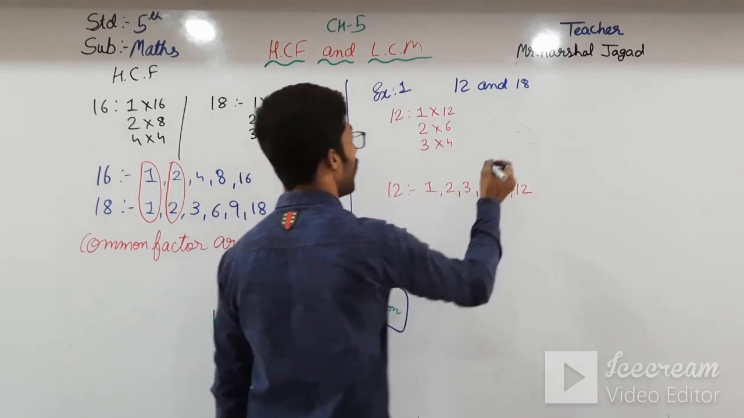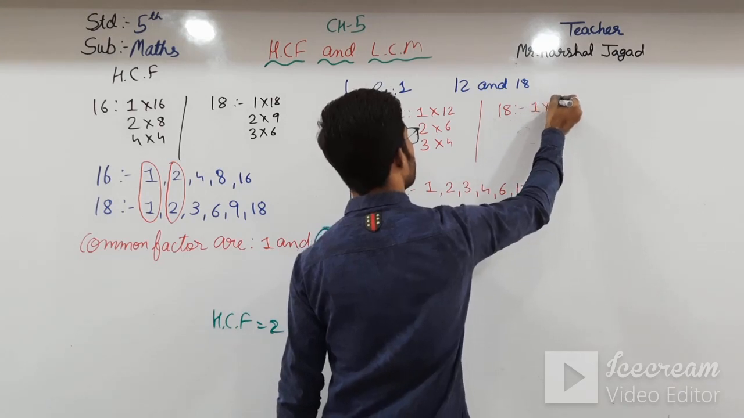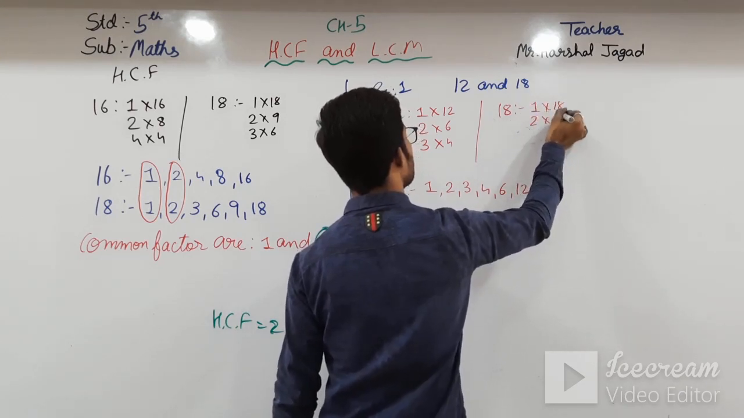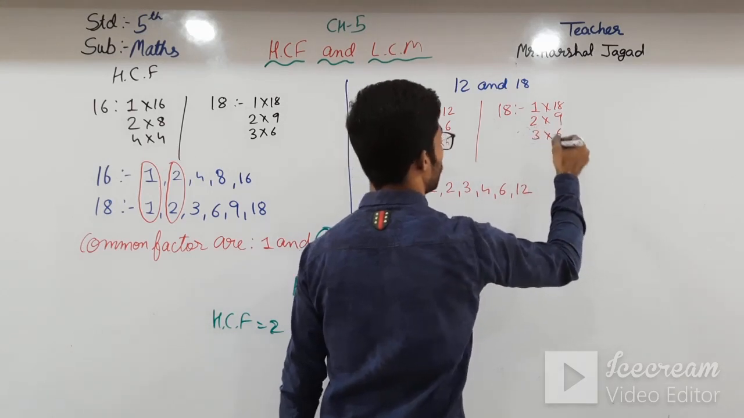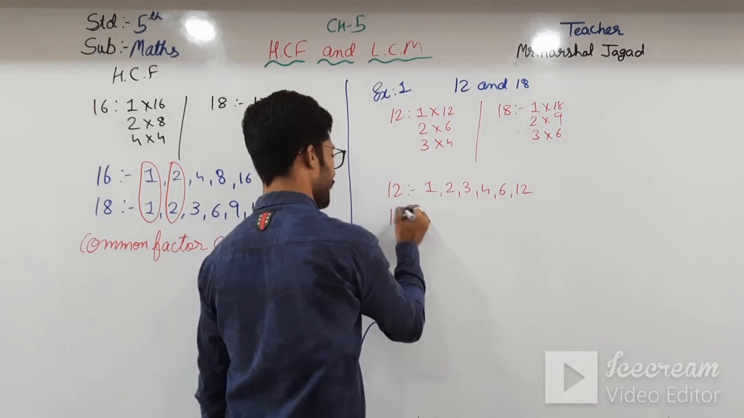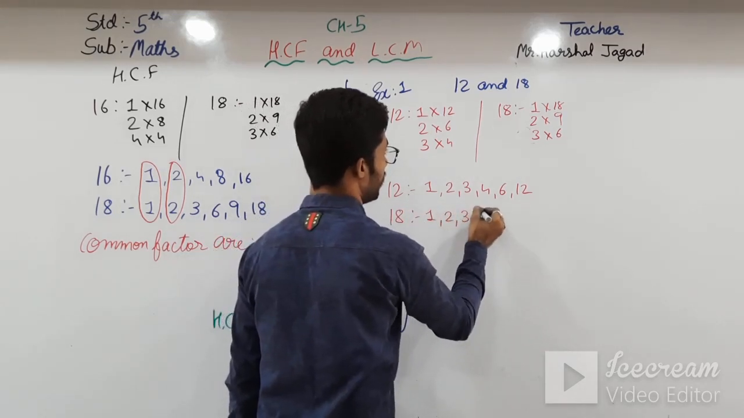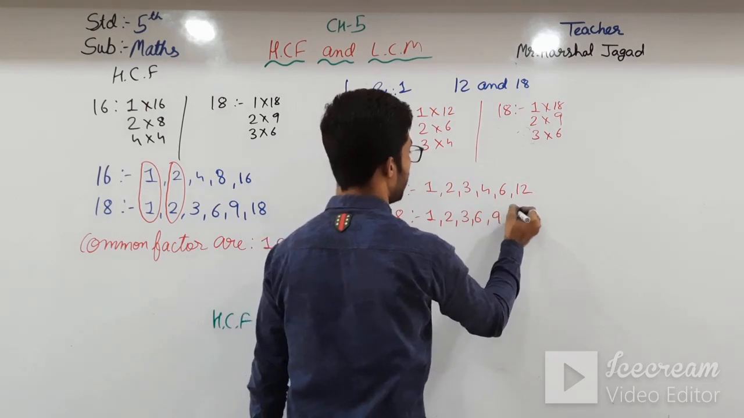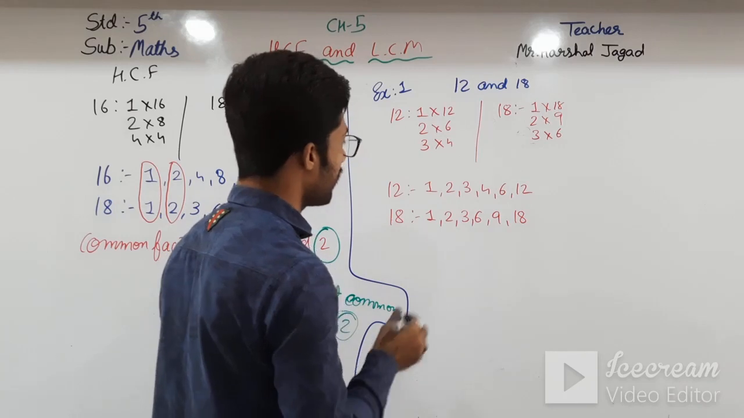And now doing the same for 18. 1 into 18, 2 into 9, 3 into 6, 4 not, 5 not, 6, yes. So the factors of 18 are 1, 2, 3, 6, 9, 18. Okay students, so these are the factors.